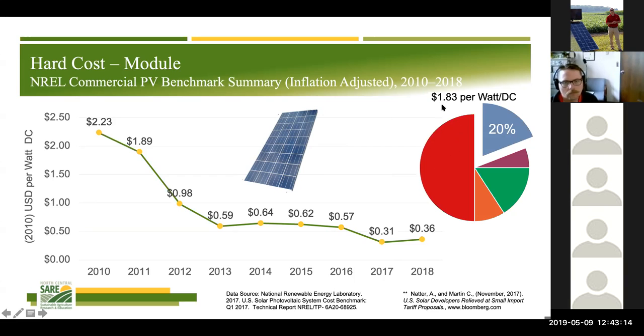And then you'll see here, I'm going to continue to share this, $1.83 per DC watt. This was our total installation cost in 2018 for a commercial system. And you can see this 36 cents makes up about 20% of that total installation cost. Now, if we reflect back to 2010, modules accounted for right around 50% of the total installation cost.